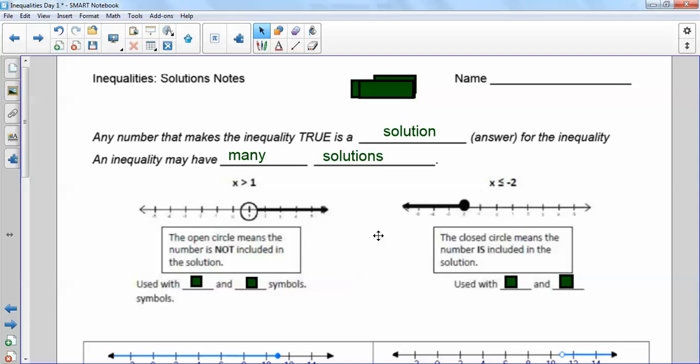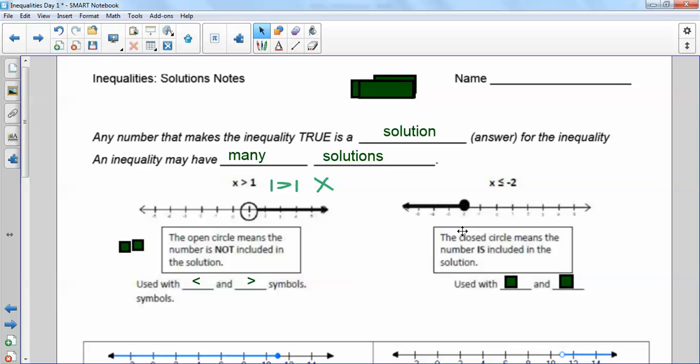One part that gets a little bit tricky is when we have greater than or less than symbols without the equal to line, and then when we have the equal to line. So think about the graph. When we have a greater than symbol, we just have the open circle, and the open circle means the number is not included in the solution. So like here, if we tried to plug in 1, 1 is not greater than 1, right? That's not true. So this open circle, it's not included. Okay, and we use that with greater than or less than symbols without the lines.